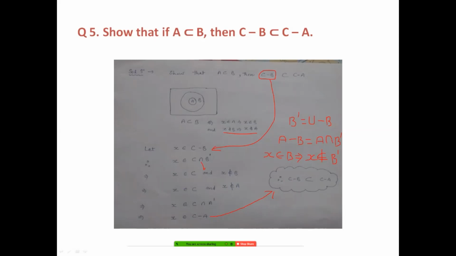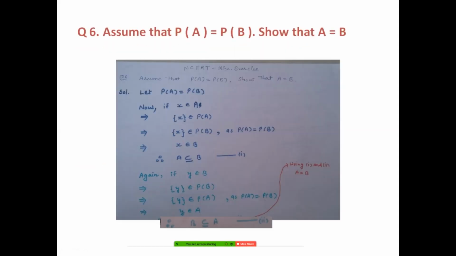Now our next question is: assume that power set of A is equal to power set of B. Then show that A is equal to B. First of all, let power set of A be equal to power set of B. If X is any element of set A, then if we put curly brackets around this element X, it becomes an element of power set of A. Because power set of A is equal to power set of B, this element {X} belongs to power set of B. Removing the curly brackets, X belongs to B.